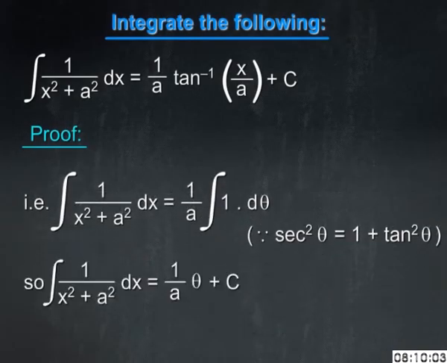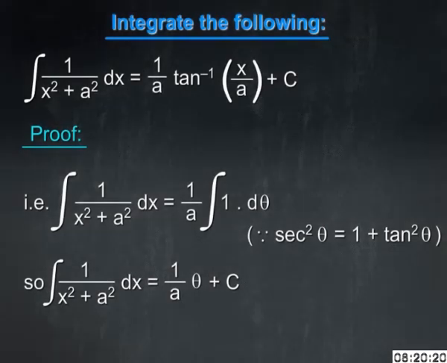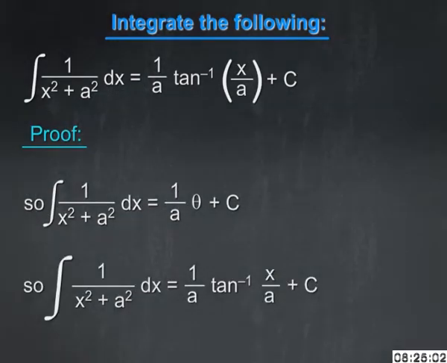So the integral of 1 upon x square plus a square with respect to x is equal to 1 upon a into theta plus c, where c is the constant of integration. Or integral of 1 upon x square plus a square with respect to x is equal to 1 upon a into tan inverse of x upon a plus c, because theta is equal to tan inverse of x upon a.